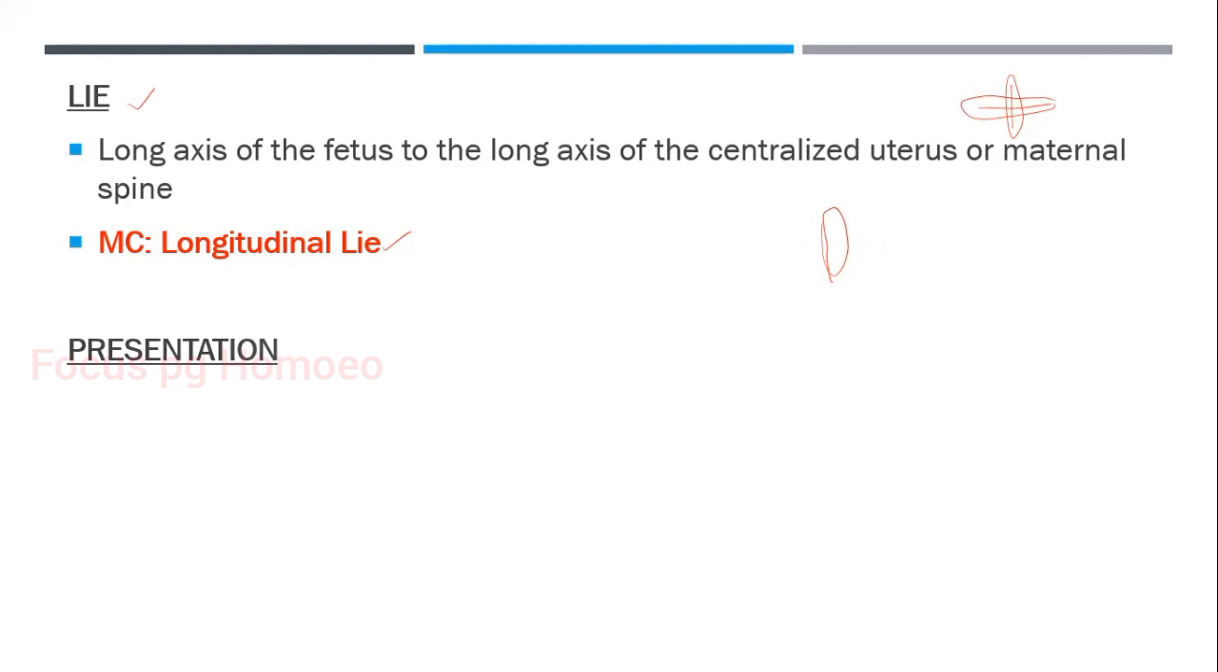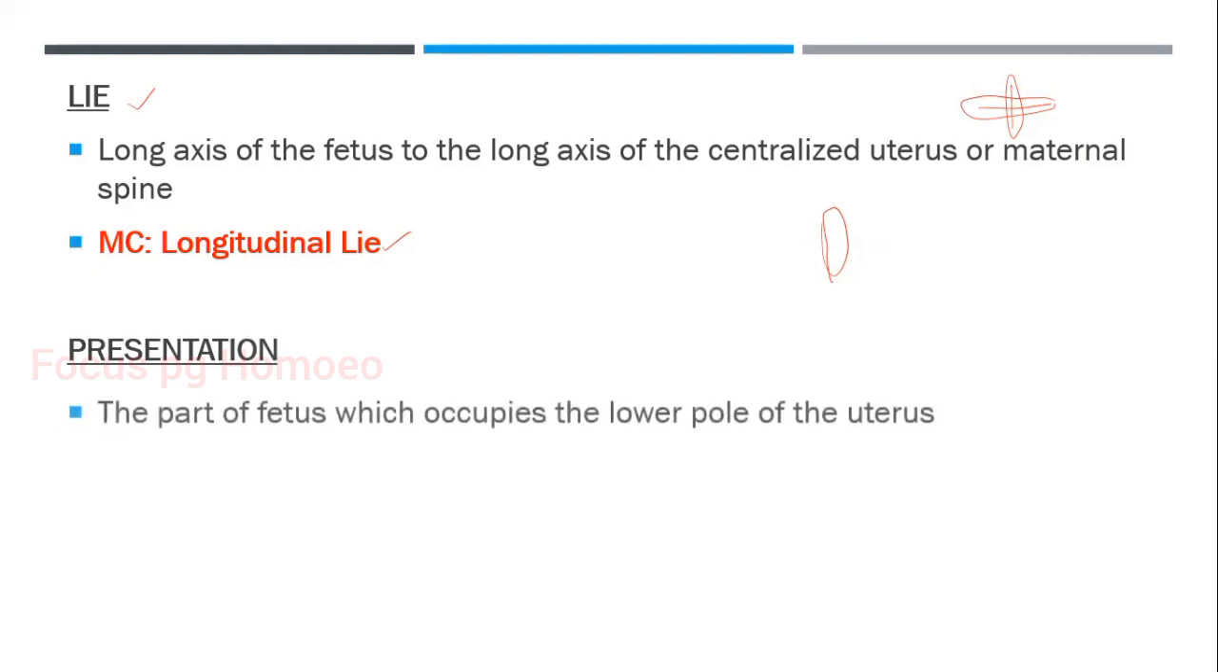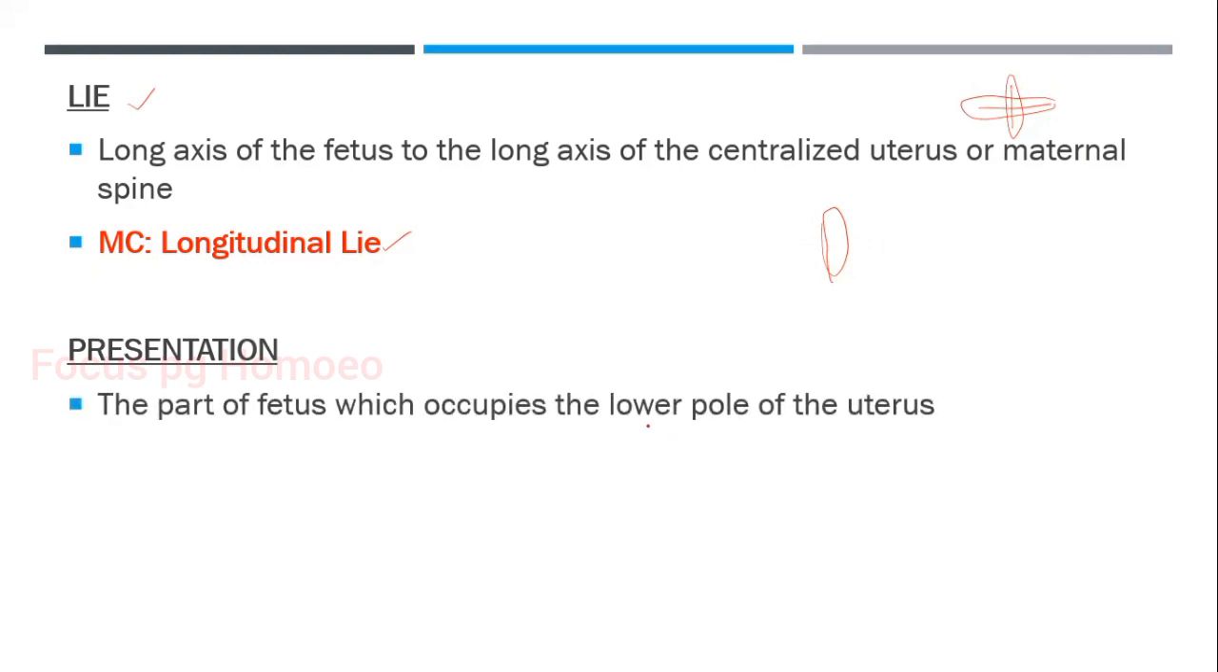And next is presentation. What is a presentation? The part of the fetus which occupies the lower pole of the uterus is the presentation, because there are two terms, presentation and presenting part. The most common presentation is cephalic presentation. Cephalic means head. So the head lying in the lower pole of the uterus is cephalic presentation. That is the most common.